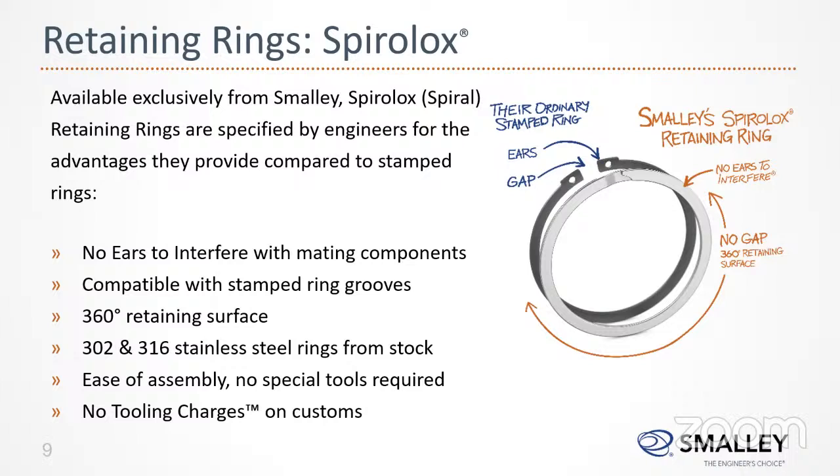So no ears to interfere with the mating component, compatible with the stamped ring grooves. So either it is a shaft groove or the housing groove without any modification. You can use the retainer ring in place of the conventional circlips. So this provides 360-degree retaining force. There is no gap. And in standards, we can offer 11,000 standard parts.